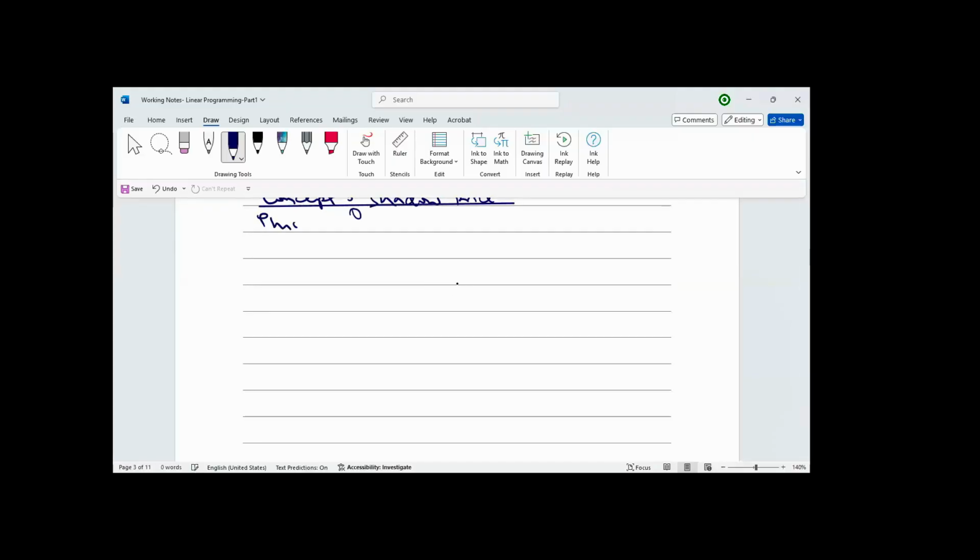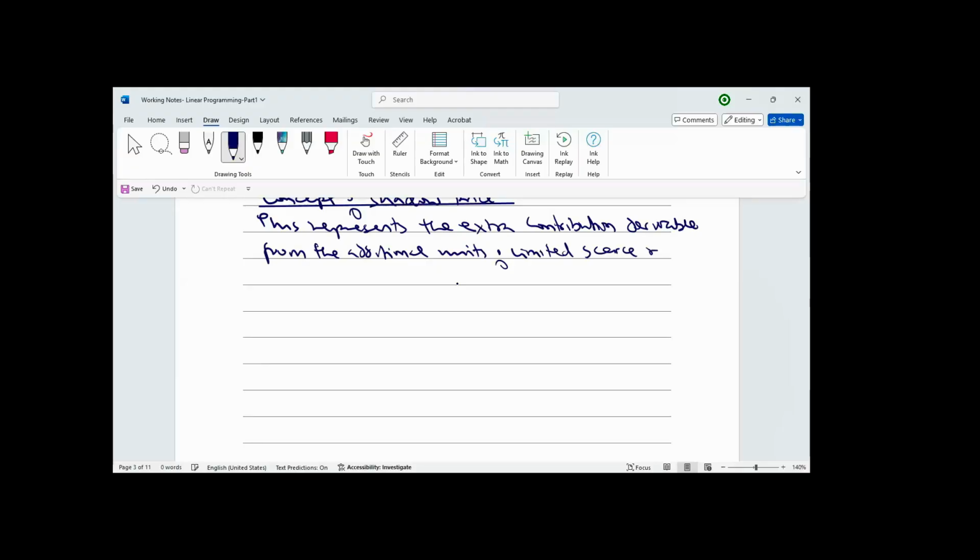This represents the extra contribution, additional contribution derivable from the additional units of limited scarce resources that will be fully utilized at the optimal level of activity.